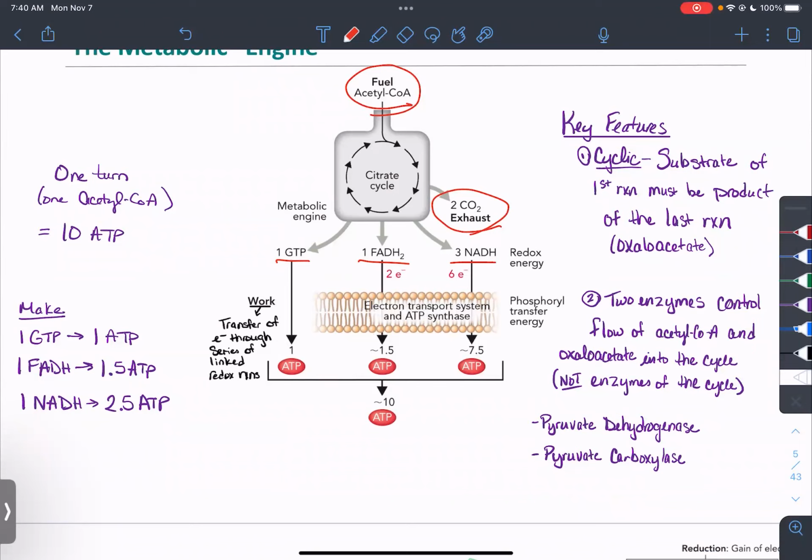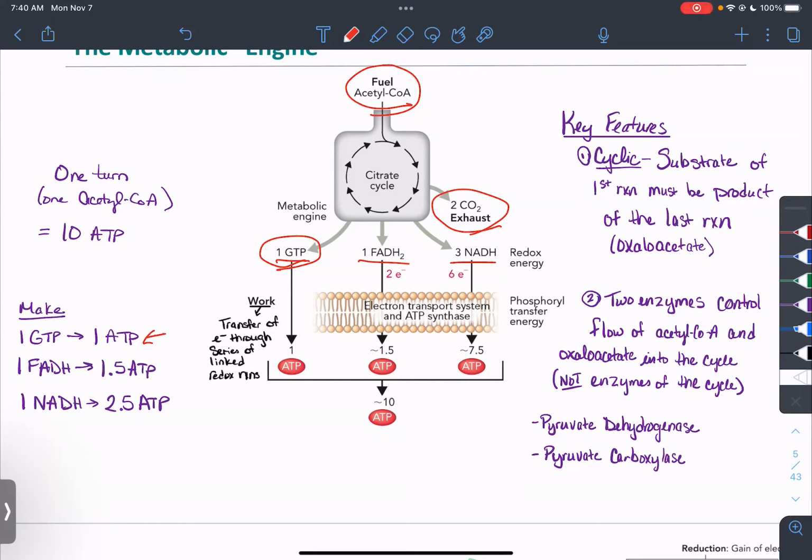And so that one turn of the citrate cycle, if I produce one GTP, one FADH2, and 3 NADHs, I'm eventually going to get to make 10 ATP by going through the electron transport chain and oxidative phosphorylation. So how does that translate? Well, if I look at my one GTP, that is a perfect translation. One GTP will get me one ATP.